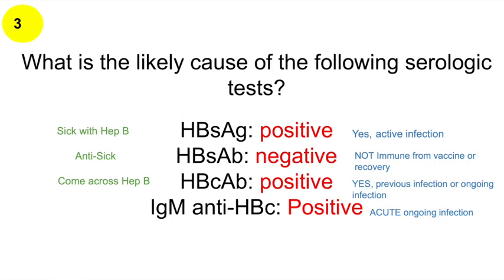So, when we take a closer look at this, we can see that the surface antigen is positive. So they have an active infection. The core antibody is also positive, meaning that they have a previous or ongoing infection. But we also see that the IgM anti-HBC is positive. Remember, IgM acute, IgG chronic. So the most likely cause of these serologic results is that this patient has an acute hepatitis B infection.